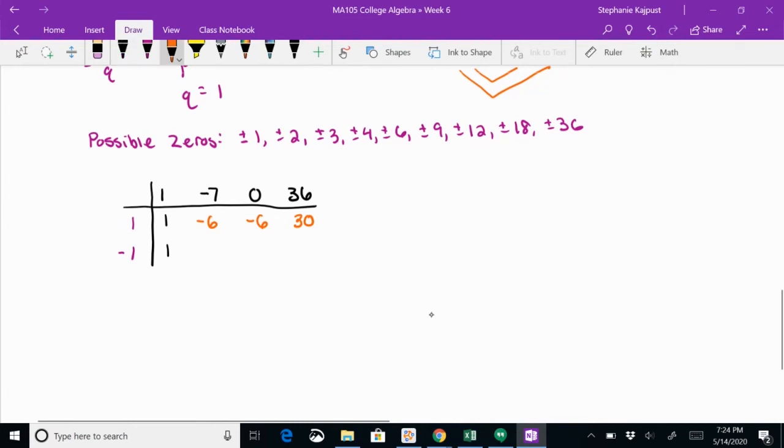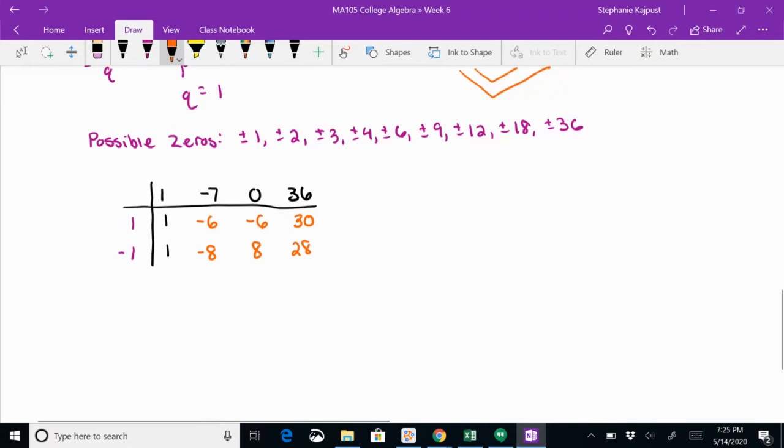And so I have this time negative 1 times 1 and then minus 7. So that's going to give me negative 8. Then negative 1 times negative 8 plus 0. So that gives me 8. Then negative 1 times 8 is negative 8 plus 36. And for some reason, that in my head does not seem easy. So negative 8 plus 36. I pulled my calculator out for that one. It gave me 28. Okay. So that's not even remotely close to 0.